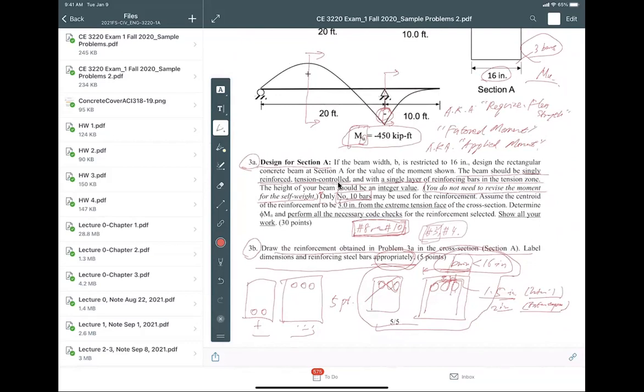Yes, but take a look. We already gave you 16 inches. So all I'm asking is to come up with your minimum beam width, and make sure that it is smaller than 16 inches. Okay, so it's more like a self-check. Right? All right, got it.